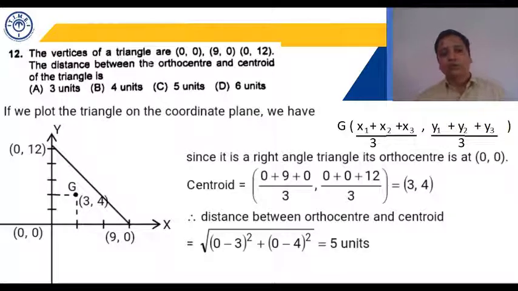Sure. It's a good question. Two properties were used, one for centroid, second one for orthocenter. We will always remember in a right angle triangle, the point at which 90 is made is actually the orthocenter. We can also use one more property, the midpoint of hypotenuse. In this case, the hypotenuse is a line joining 9, 0 and 0, 12, and its midpoint is the circumcenter.